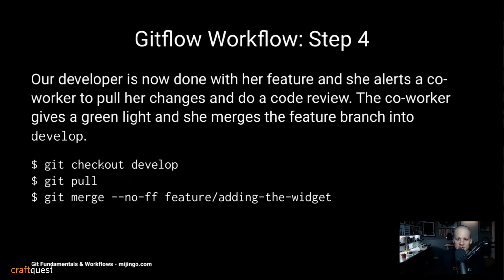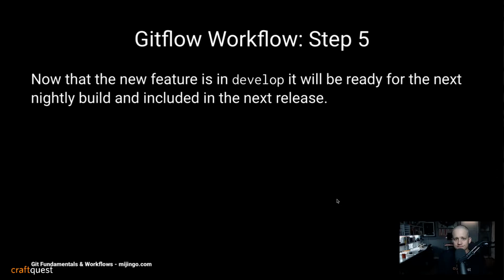So it's git checkout develop, git pull to get the latest from the origin, and then git merge. No FF is no fast forward, which is the default in Git, which means we want to merge commit because we want to signify this feature being complete and merged into develop. And then feature adding the widget.